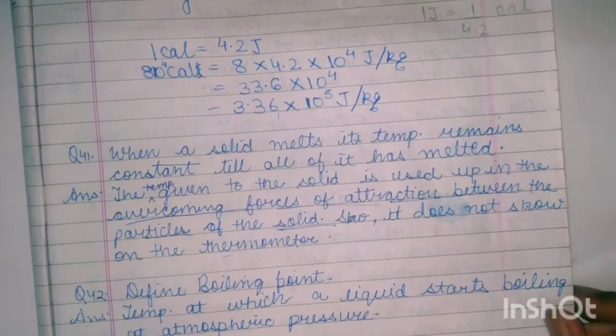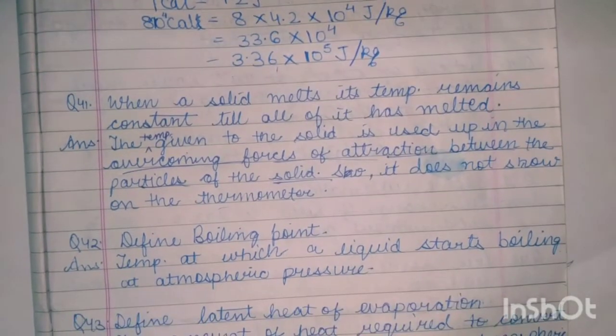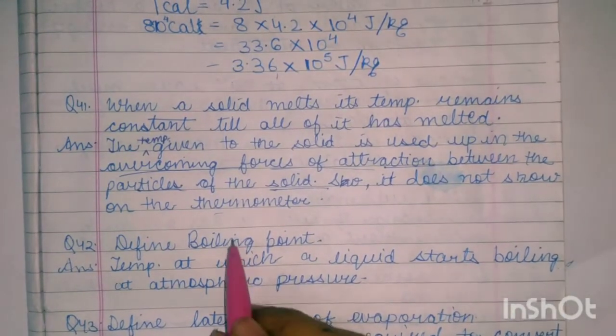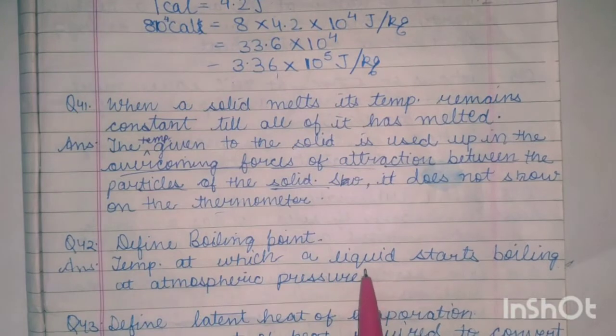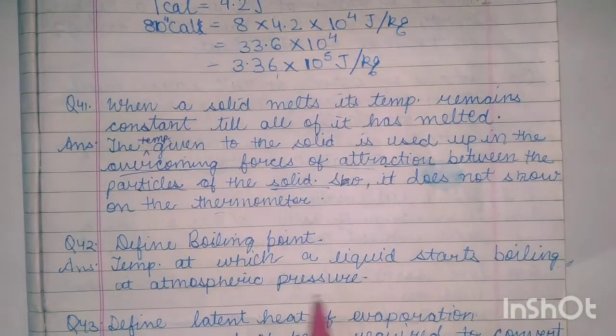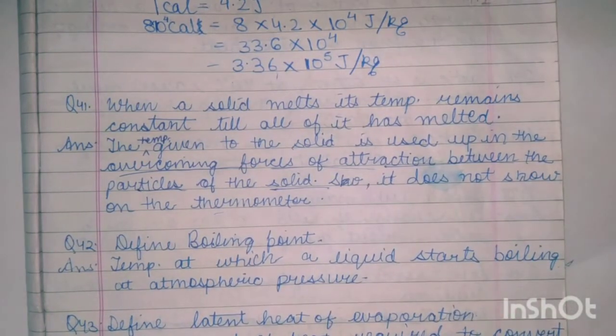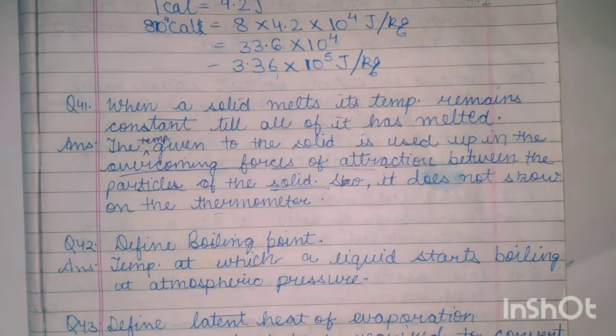That is the reason. We have studied about boiling and melting point. So what is boiling point? Temperature at which a liquid starts boiling at atmospheric pressure. That was the temperature at which a solid starts melting at atmospheric pressure to become a liquid. Here we have the temperature at which a liquid starts boiling at atmospheric pressure to become a gas.